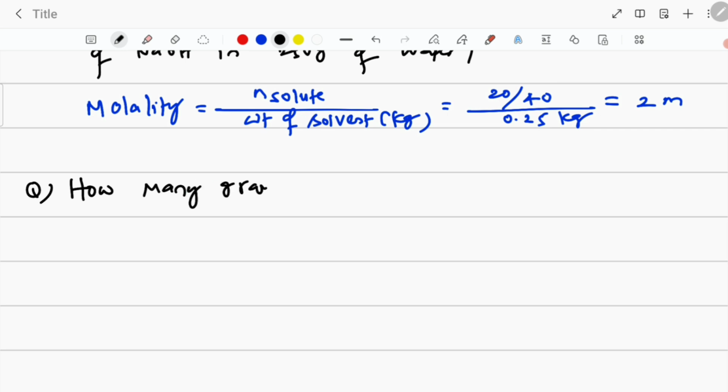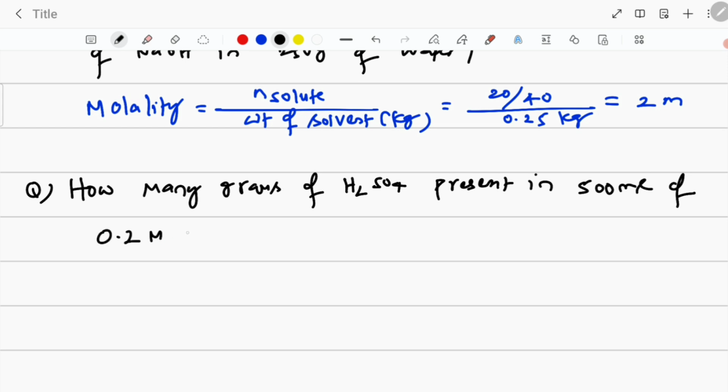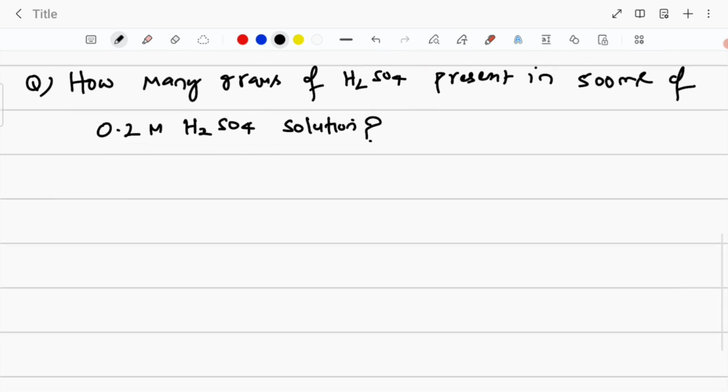Next, moving further to the question. How many grams of H2SO4 are present in 500 ml of 0.2 molar H2SO4 solution? So we need to find here the amount of solute this time. The amount of solute present in 500 ml of 0.2 molar H2SO4 solution.